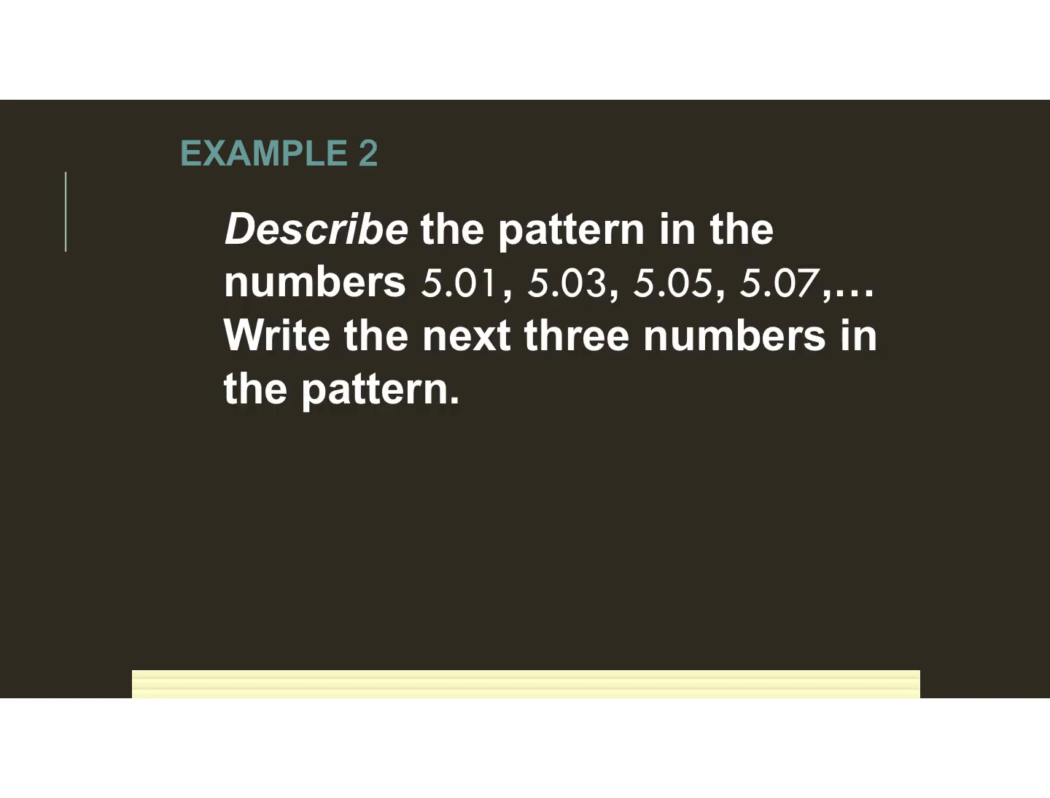All right, looking at example number 2, it says describe the pattern in the numbers 5.01, 5.03, 5.05, 5.07. Write the next 3 numbers in the pattern. So this one's pretty easy. You can see that it's going up, so I'm adding 0.02 each time. For the next 3, all you have to do is add 5.07 plus 0.02. It's going to give me 5.09. If I add 2 more, 5.11 and 5.13.